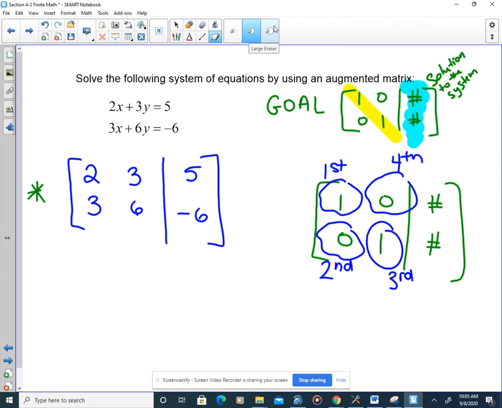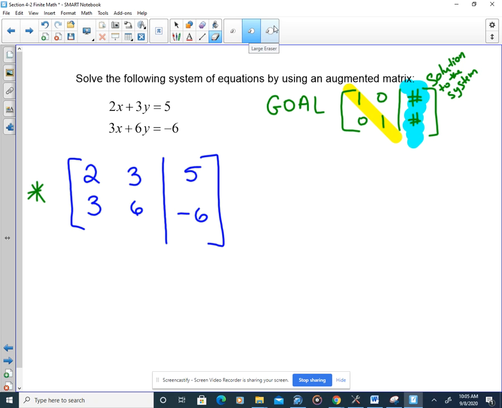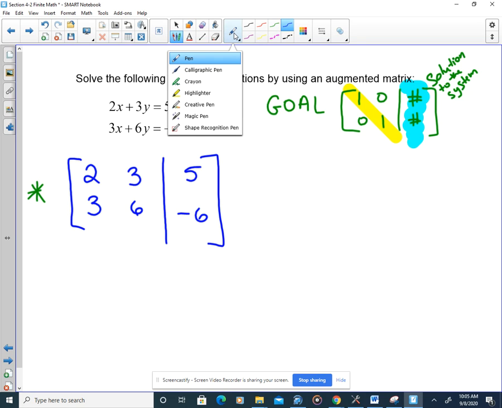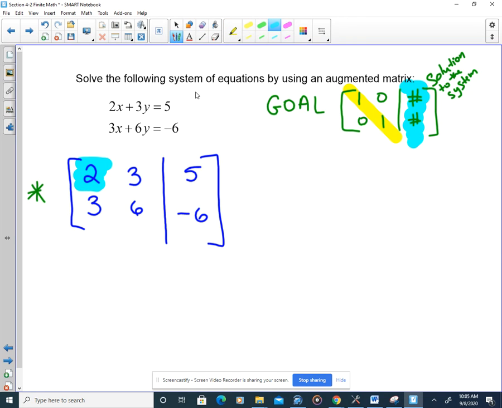So I'm going to erase this. Remember what our goal is. My goal first is to change this into a 1. I want to try to avoid fractions if I can. Okay? You can't always avoid fractions, but we're always going to try to avoid fractions if we can. So remember, this is row 1, this is row 2. Somehow, we got to use those row operations. We can use a combination of them to change that first element into a 1.